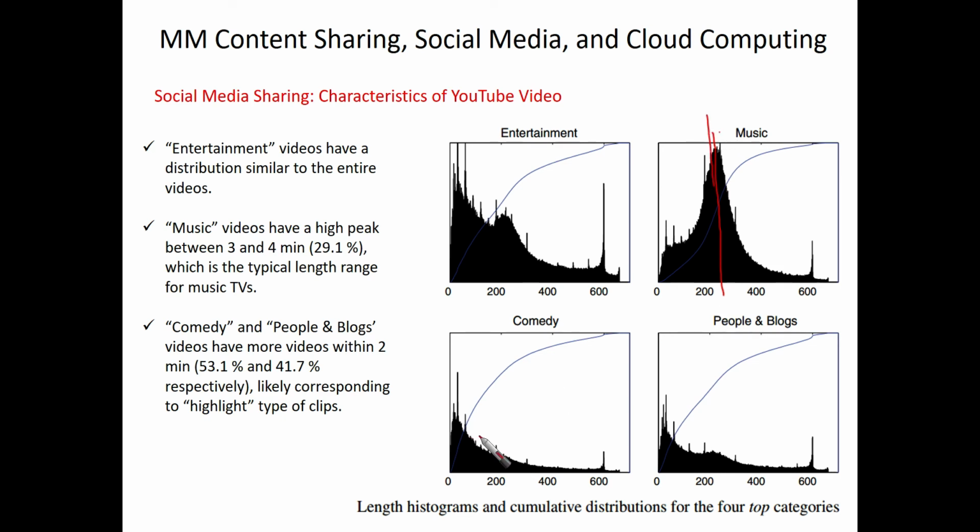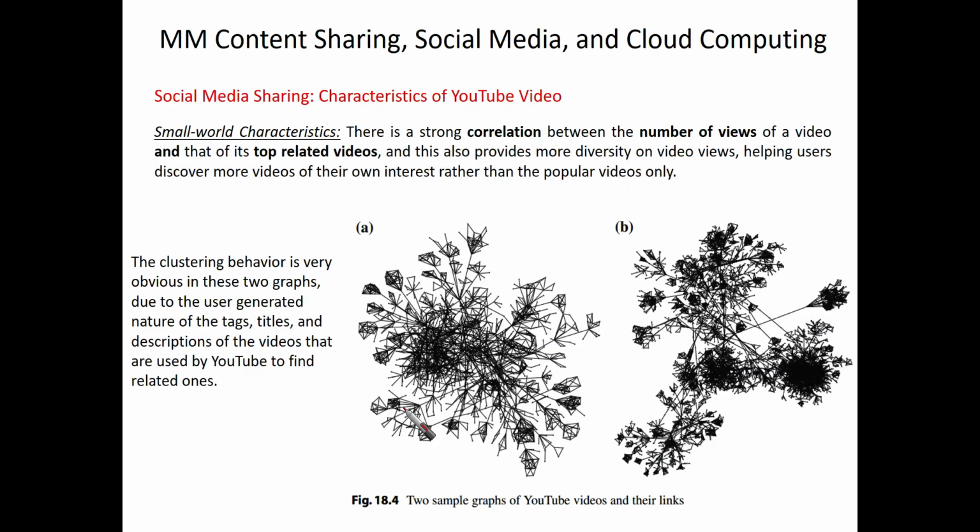And comedy is basically within 2 minutes, and then people and blogs is also within 2 minutes. Comedy is basically 53%, and people and blogs is basically 41% of these videos, I mean among these top categories, right? So sometimes we can say these are mostly highlighting some clips, highlighting types of clips. So those are some characteristics.